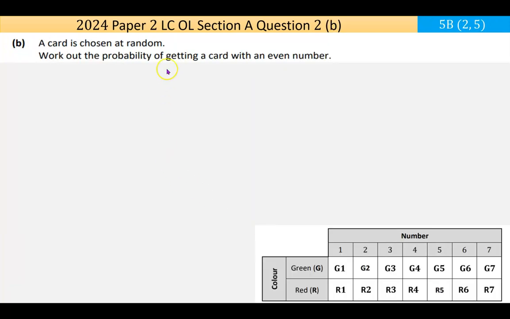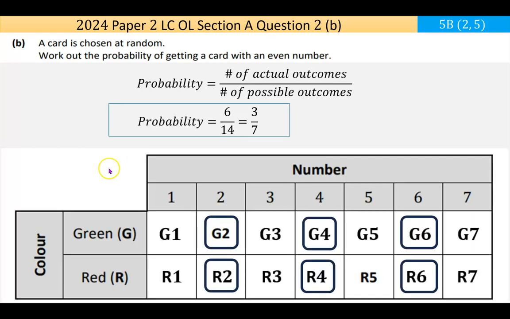Now, part B says a card is chosen at random. Work out the probability of getting a card with an even number. Now, an even number is always divisible by 2, okay? So we need to think about the formula for probability. I always remember this because it's not in the maths tables as flicking a coin. In a coin situation, there's 2 possible outcomes. One will happen. So the probability is given by the number of possible things, in the case of the coin, that's 2 things. The number of actual things that happen when you flick a coin is 1. So you get the probability of 1 over 2. So that's how I generally remember the formula.